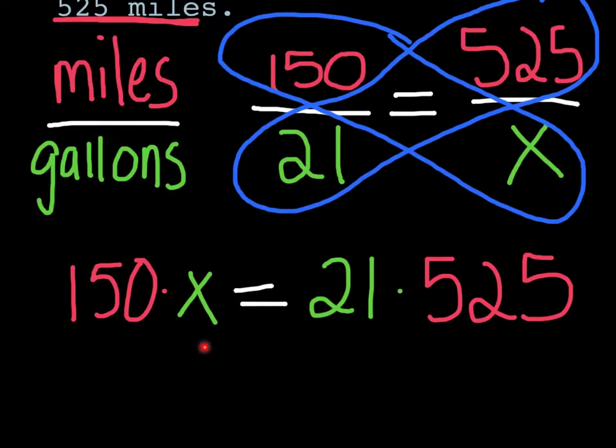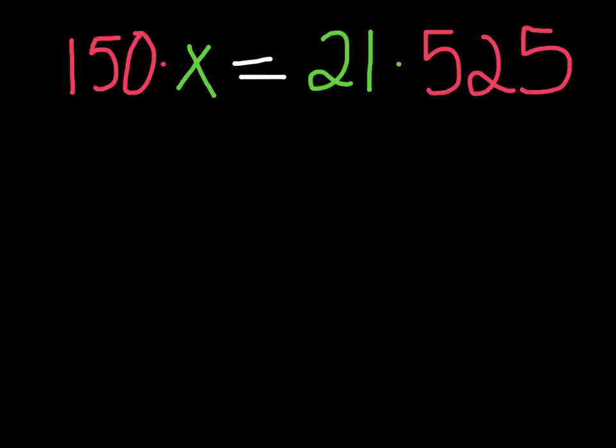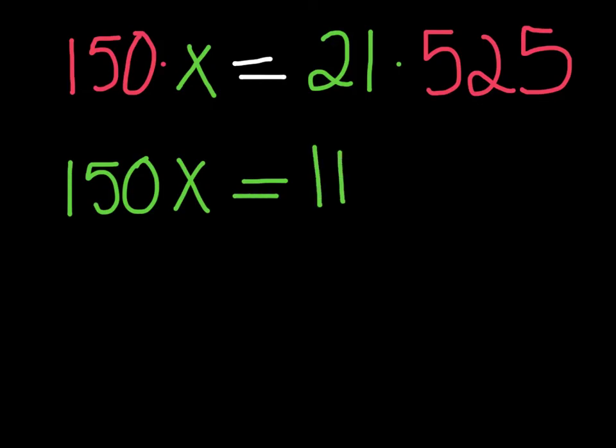So 150x equals 21 times 525. I now have an algebraic equation that I can solve using basic algebraic principles. I will begin by rewriting my equation as 150x equals 11,025. I used a calculator to simplify to find the product of 21 and 525.